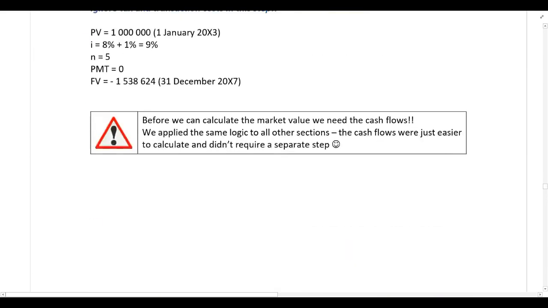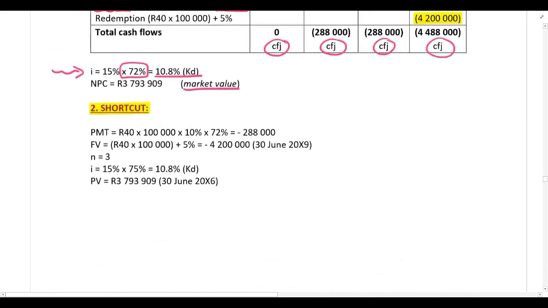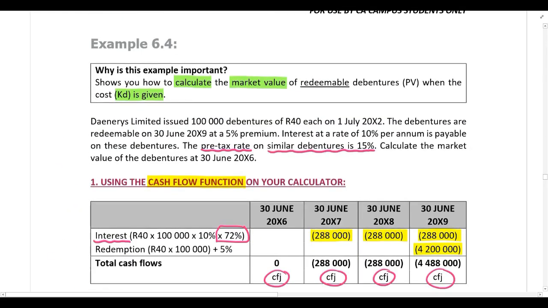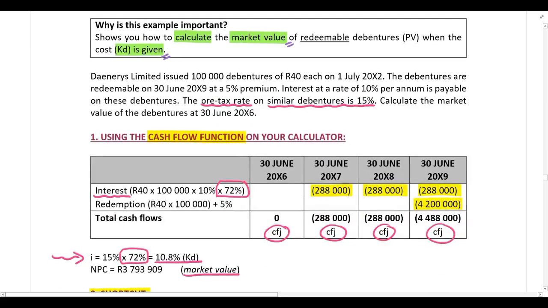If you go back to the previous example, where we were looking at redeemable debentures, in this example, you were also given the cost of debt and you had to calculate the market value, but I didn't break your calculation down into two steps. We went straight into the calculation where we calculated the market value of the redeemable debenture. You didn't first have to calculate the cash flows. So why now is the example with the loan different?